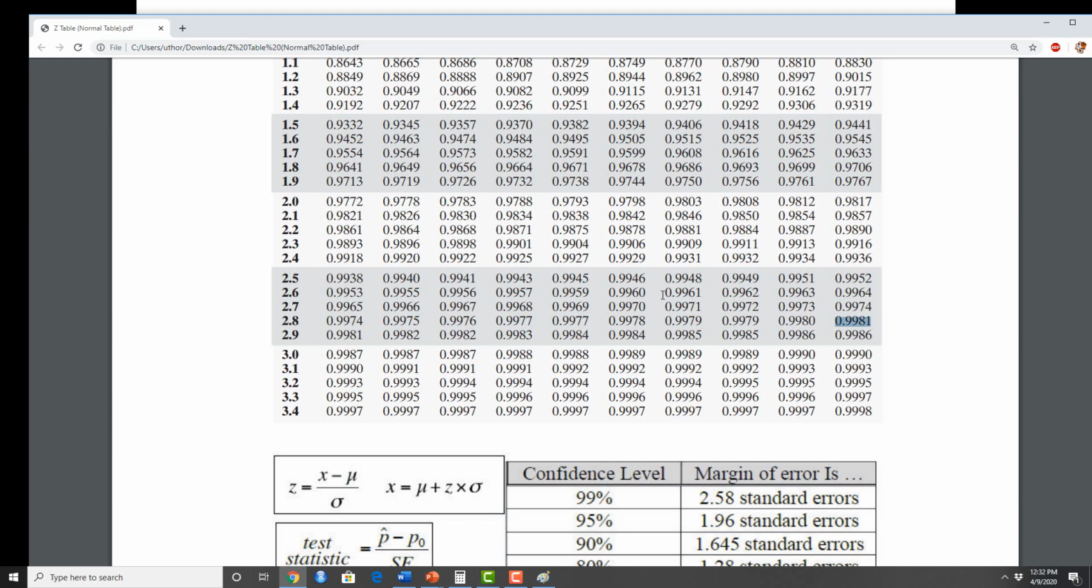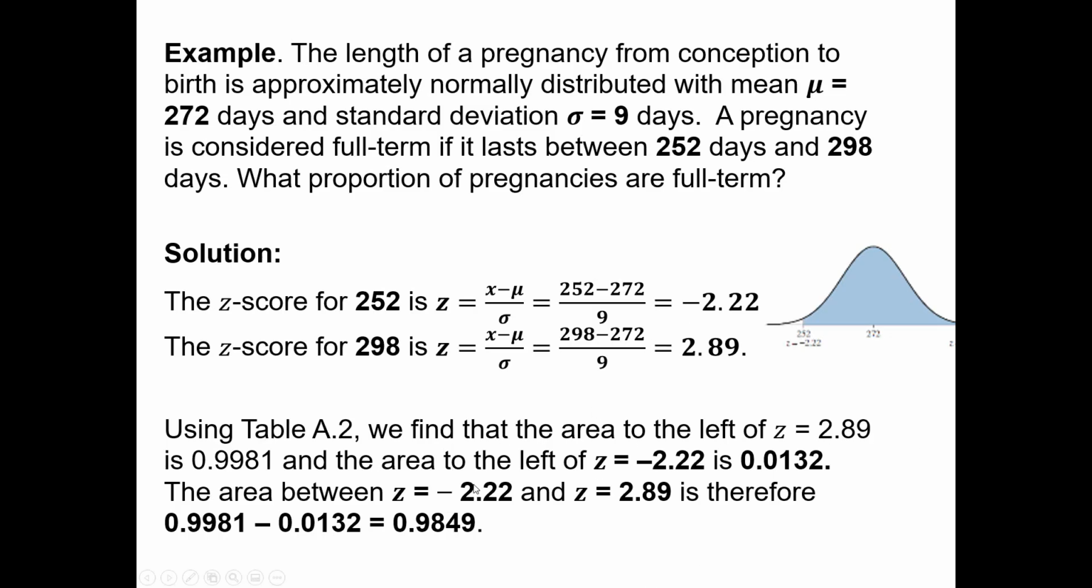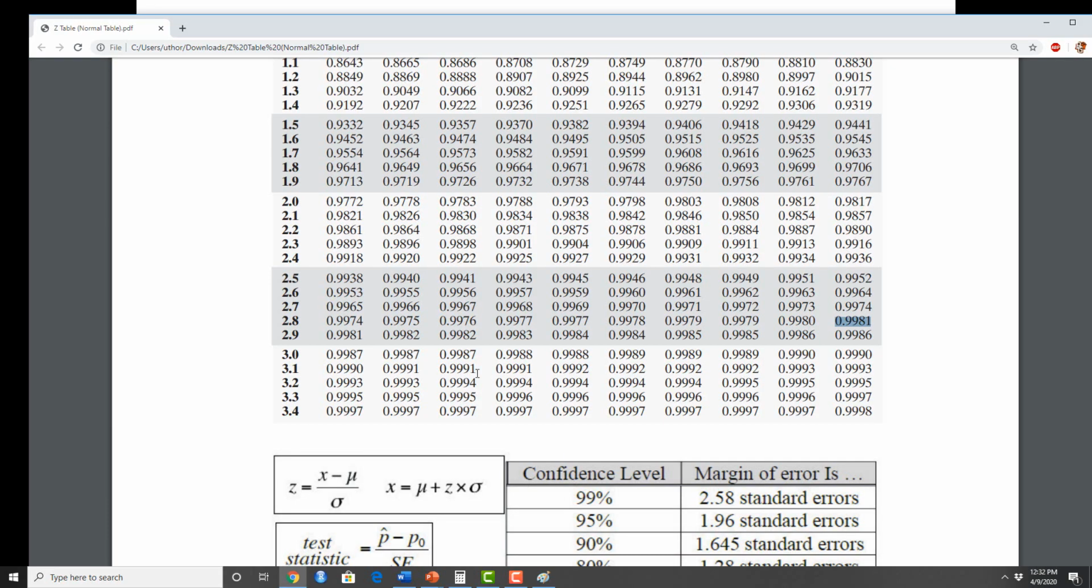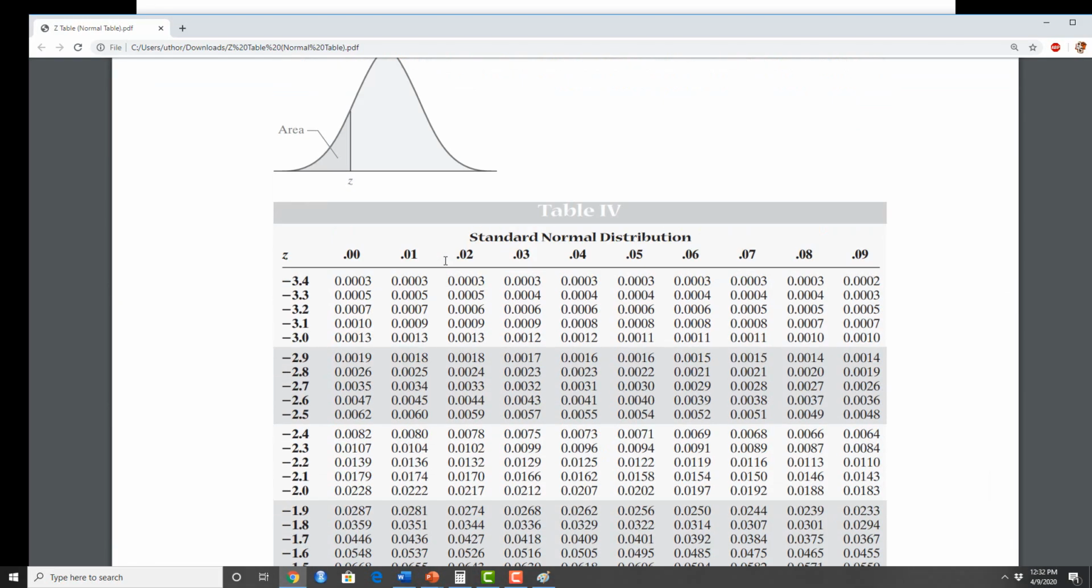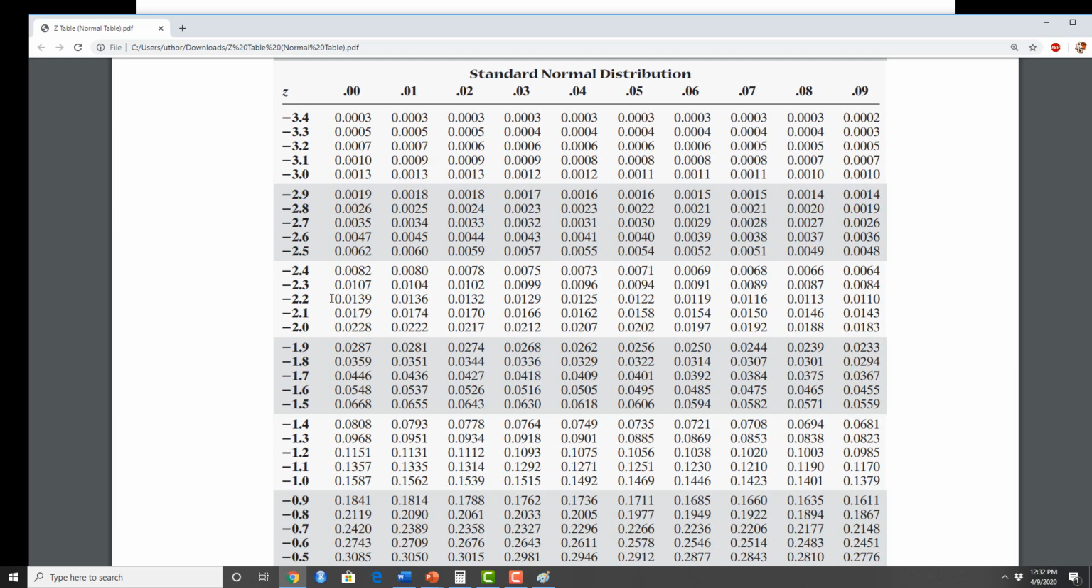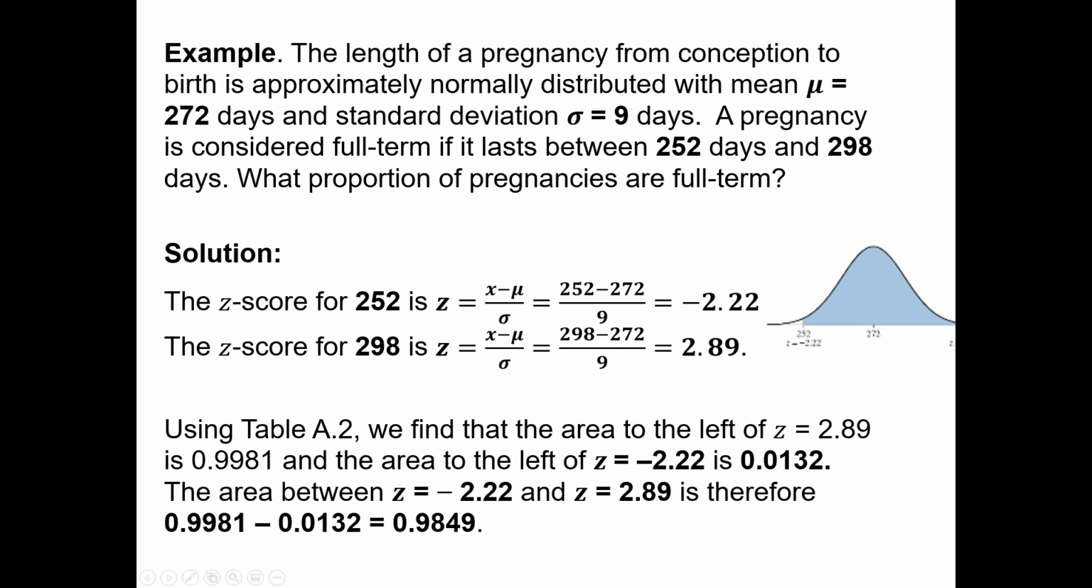Once you get to the higher numbers, there's a smaller difference you can see in between each of the numbers, but this is the 0.9981 subtracted by the z-score of negative 2.22. Let's go over to this half of the table, negative 2.22. That's right here, 0.0132, right there. And you can see that using a calculator, it equals 0.9849.